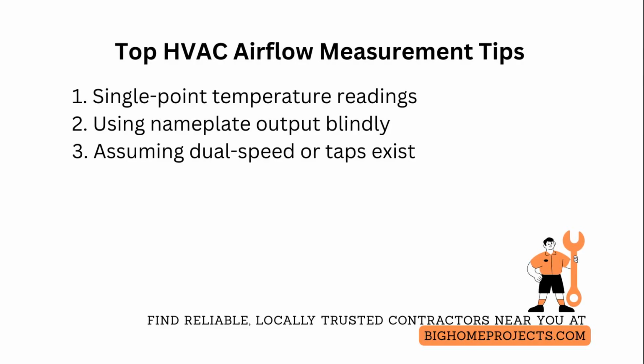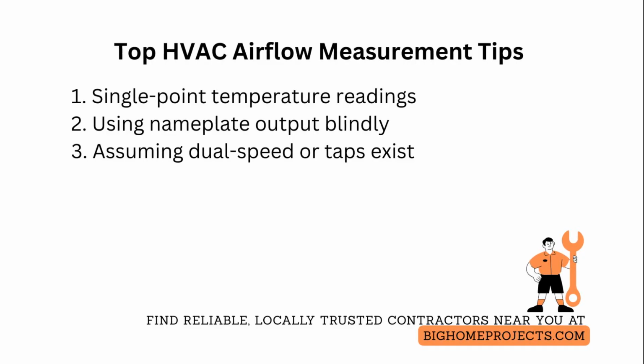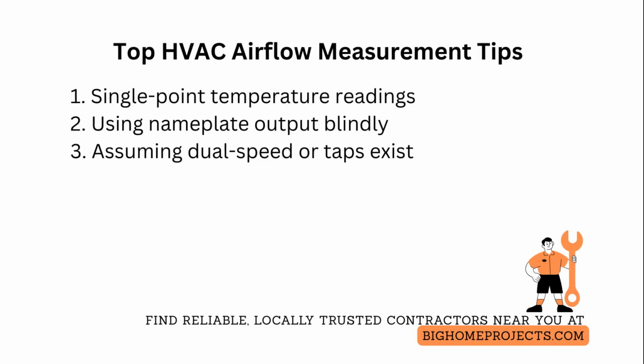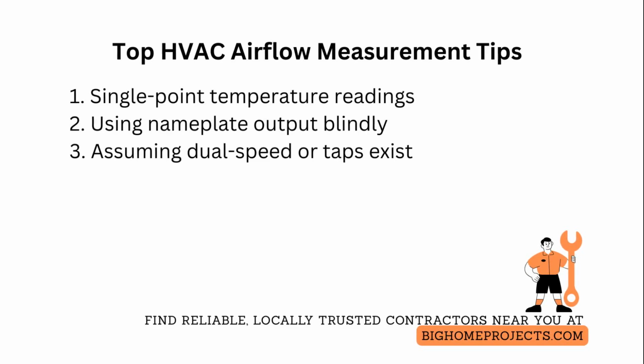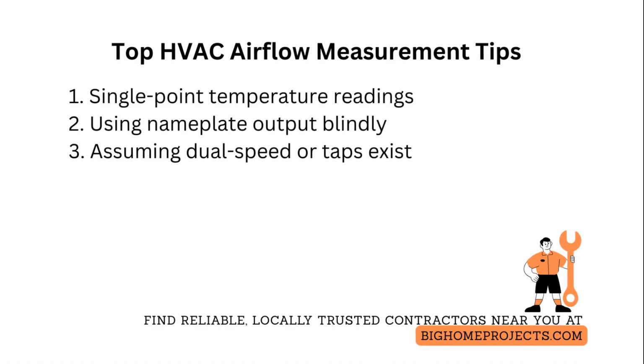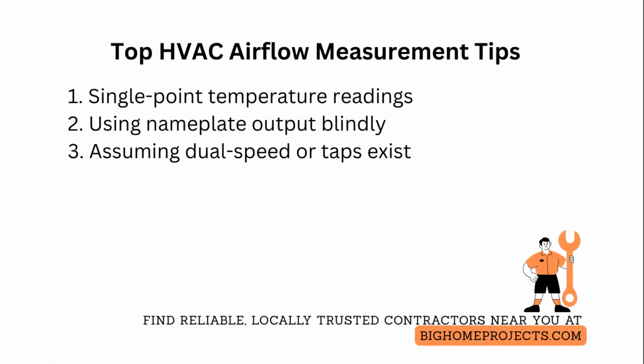The third common issue is assuming dual speed or separate taps exist when the air handler is single tap, causing inconsistent trend data and misapplied performance targets. Fix this by documenting the single tap configuration, using the available tap consistently, and flagging the unit for future upgrade or notation in the service record so reference measurements remain comparable.